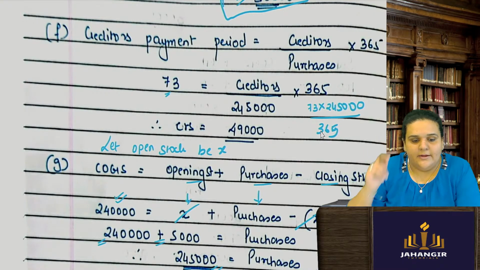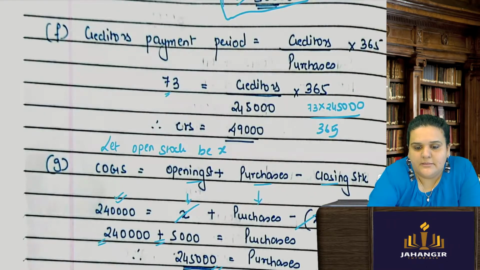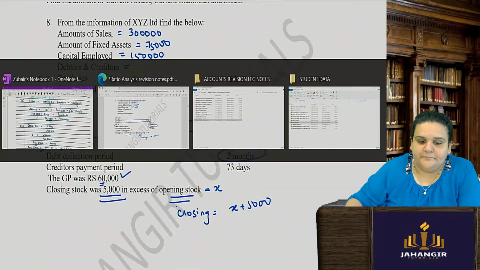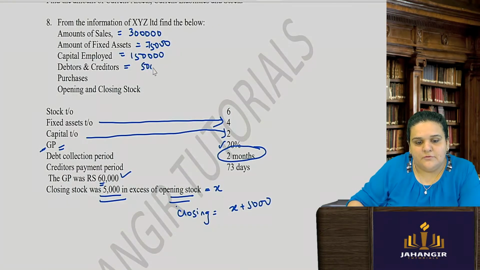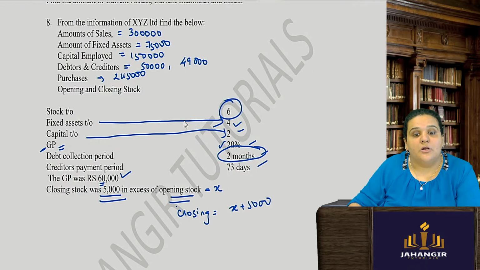So creditors is now found. Debtors is how much? We found out debtors 50 and creditors 49. So debtors is 50,000 and creditors is 49,000. Purchases is 2,45,000. Now I need to know my opening stock and closing stock. So all the other ratios I have used. Now I will use my stock turnover ratio.